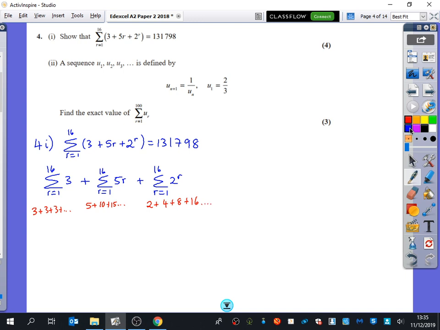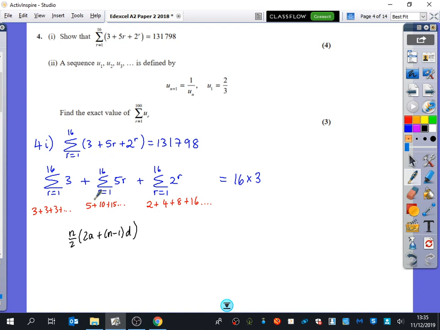So we're just going to be adding up these 3 sequences together. This one, there are 16 lots of 3, so it's just 16 times 3. This one is going to use the formula for the sum of an arithmetic series. A reminder of that sum is n over 2 brackets 2a plus n minus 1 d.